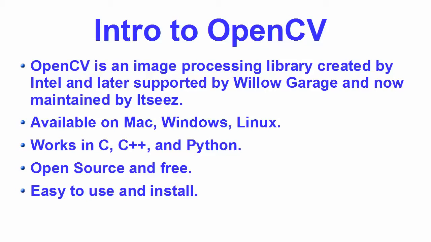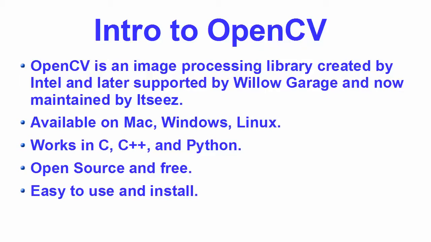Now OpenCV is available on Mac, Windows and various Linux operating systems. So we can say that OpenCV is a cross-platform library. Now you can work on OpenCV using C, C++ or Python, and we will be using Python to learn OpenCV. Now OpenCV is an open source and free library which is licensed under BSD license. And it's said that it is very easy to use and install. That we will see when we install OpenCV on various operating systems.